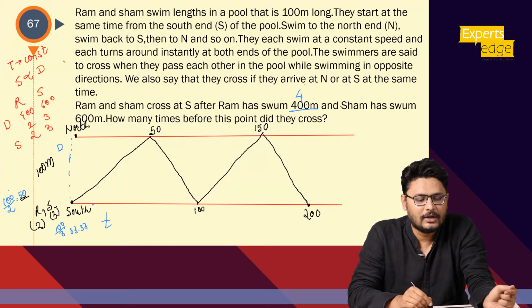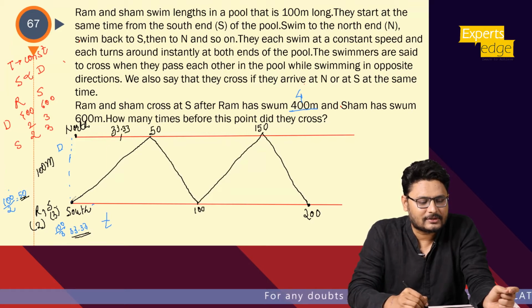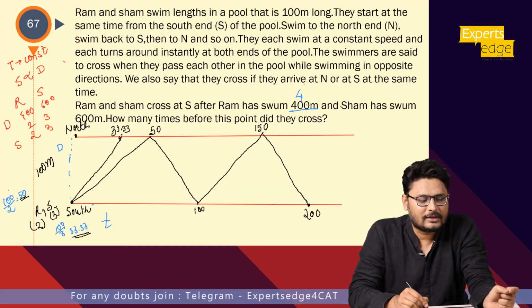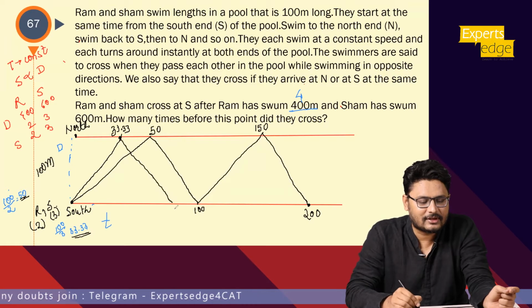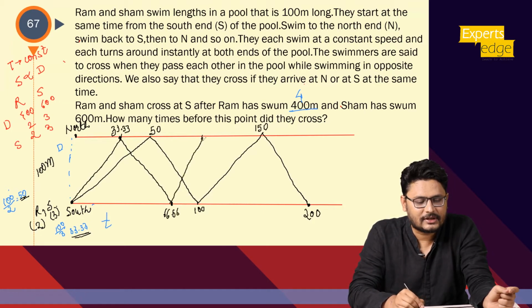Now let's come to Shyam. Shyam is doing 33.33, and he needs to do 6 rounds. So 33.33 will be somewhere here. I just need to approximate. If I connect this 33.33, then it would be 66.66, somewhere here. And 66.66 plus 33.33 is nothing but 100. So it would be somewhere here. Then 100 plus 33.33 again here, 133.33, and this will be 166.66.